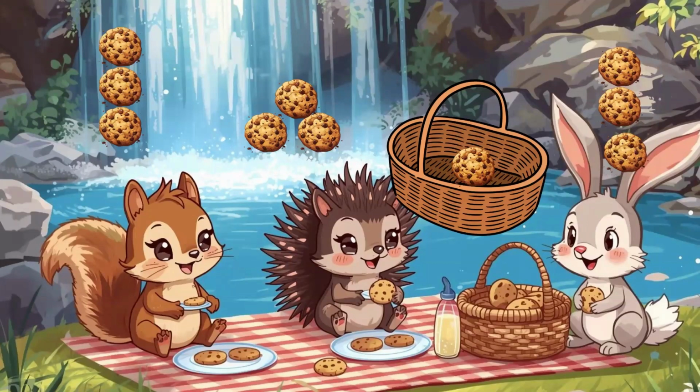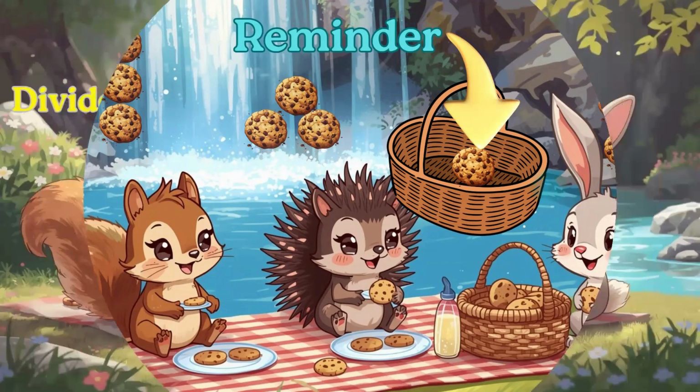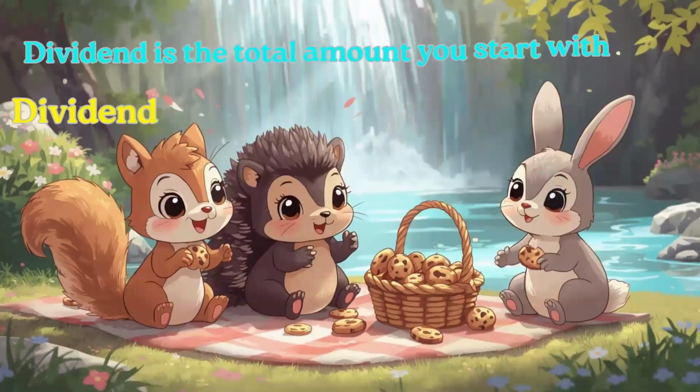But 1 cookie was left over, Sammy noted. We divided 10 cookies among 3 of us. Each of us got 3 cookies, but there's 1 left over. Benny learned that sometimes, division leaves a remainder. Now, we will learn some key division terms: dividend, divisor, quotient, and remainder.